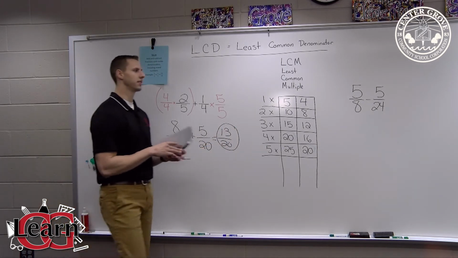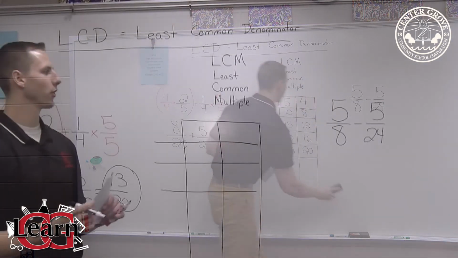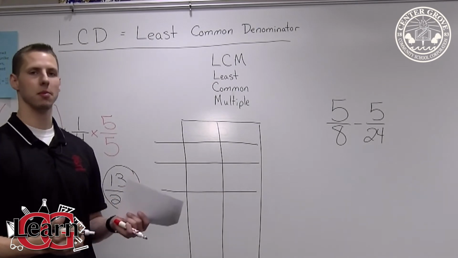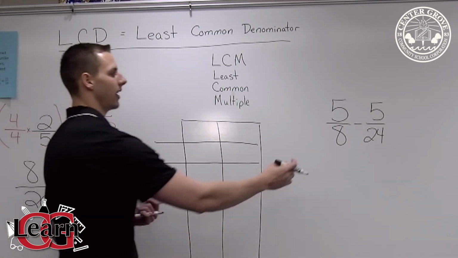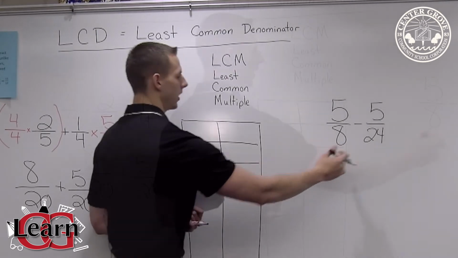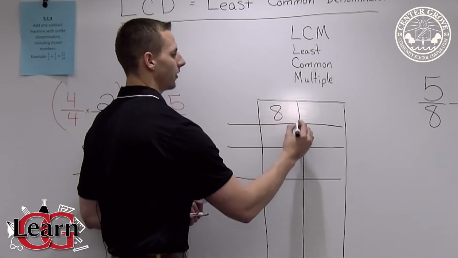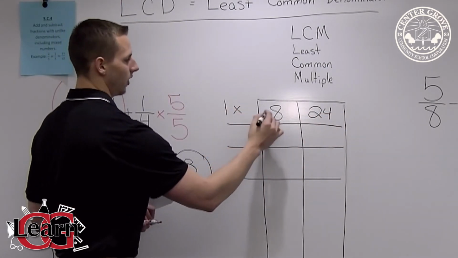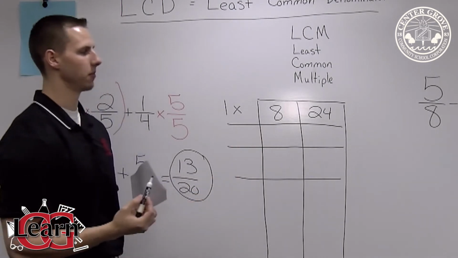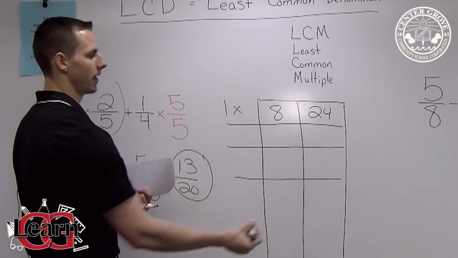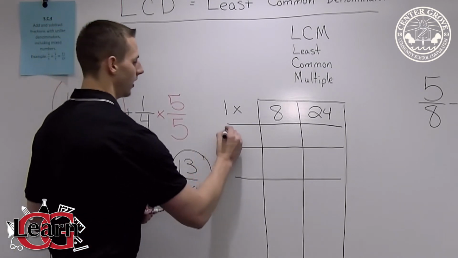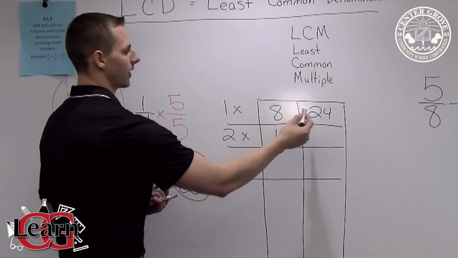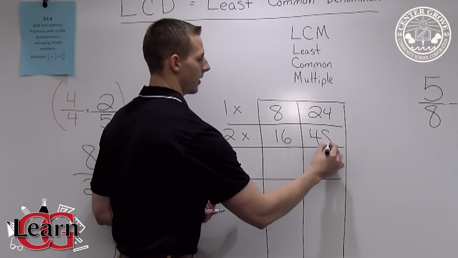So for another example, this time we'll do a subtraction problem. If we're looking at this problem, we've got 5/8 minus 5/24. So we can't do this problem until we have a common denominator. So we're going to take our two original denominators, 8 and 24, and put them in our chart. So 8 and 24, and we know 1 times 8 will give me 8, and 1 times 24 will give me 24. Now we're going to work our way down the chart again, just like we did the first time. 2 times 8 will give me 16, and 2 times 24 will give me 48.